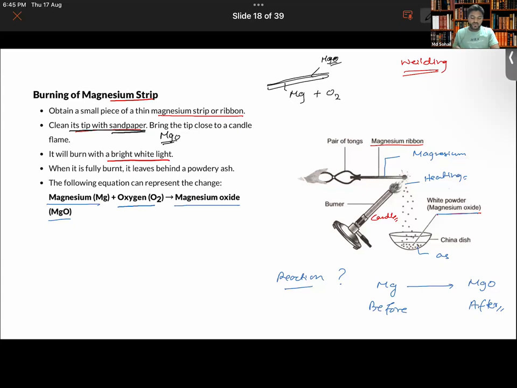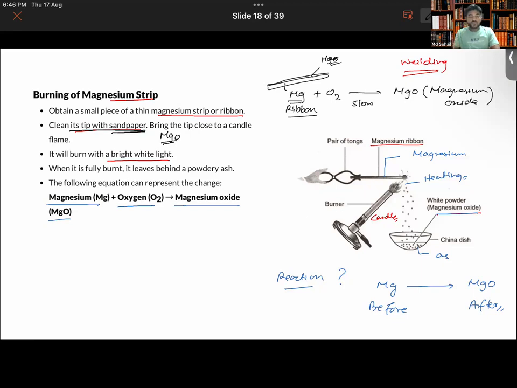Okay, look what happened now. You have got this magnesium ribbon here. If you were to leave this magnesium ribbon in the open for a significant period of time, what will happen? It will also react with the atmospheric oxygen, although the reaction will be very slow, but it will react. So the reaction will be very slow, but still a layer of magnesium oxide will form over it.